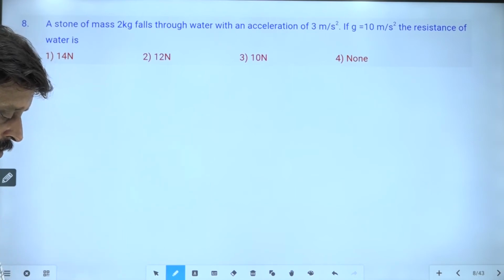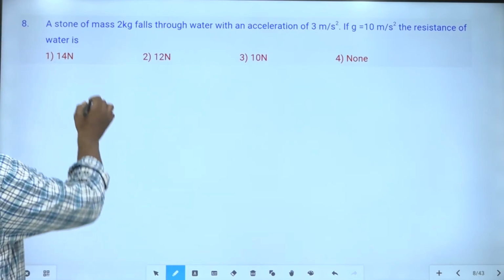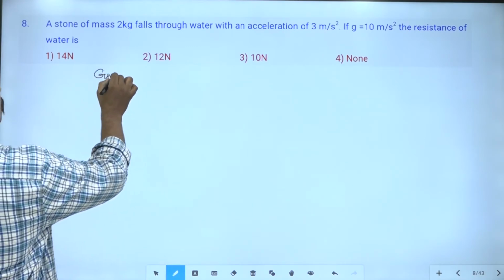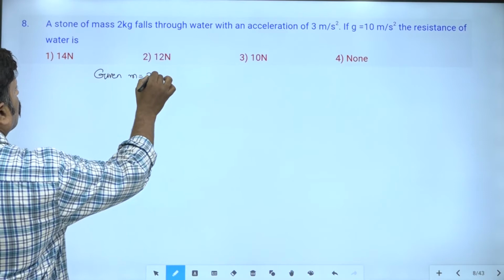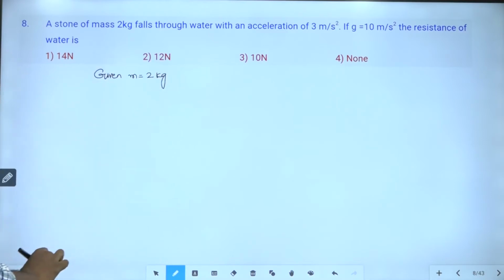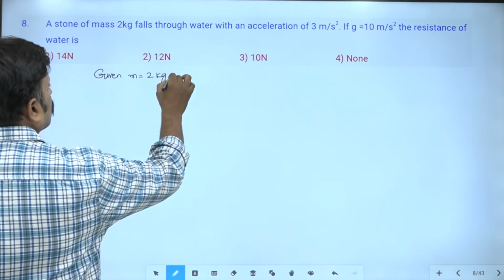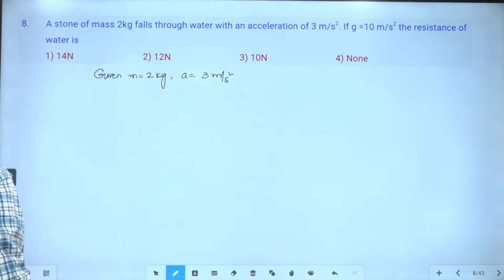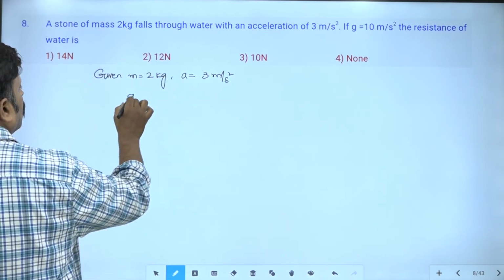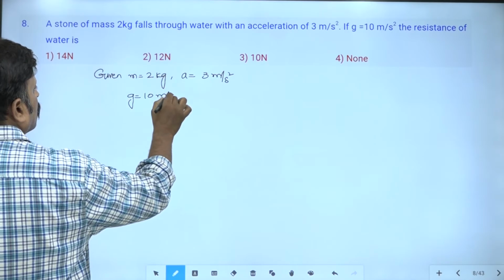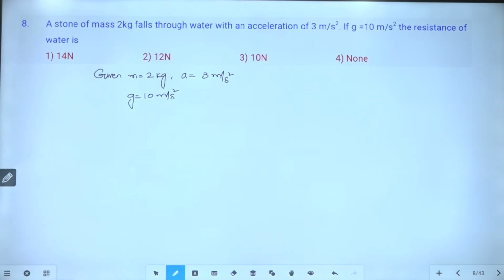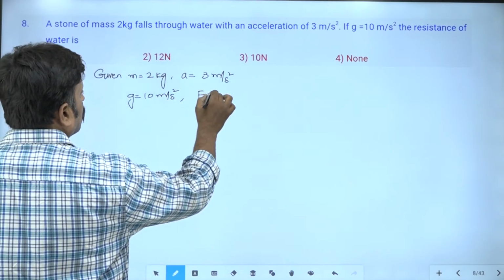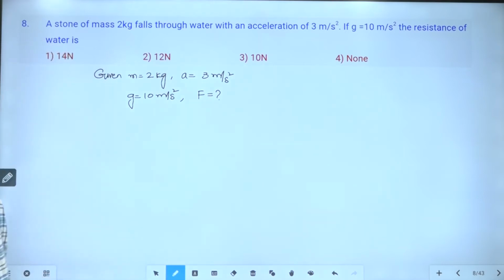Okay. See here. Given, the mass of the stone is how much? 2 kg. It is moving with the acceleration, how much? 3 meter per second square. The value of g is 10 meter per second square. The resistance force is what you were asked to calculate.